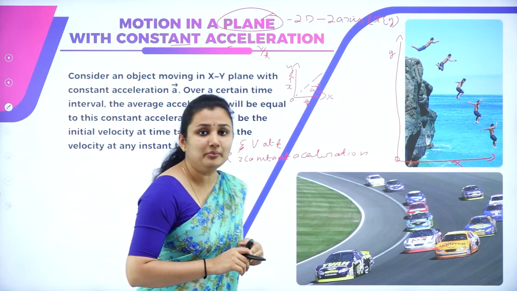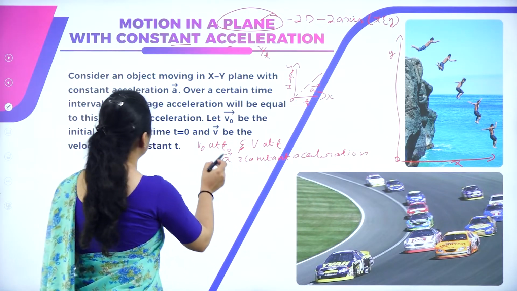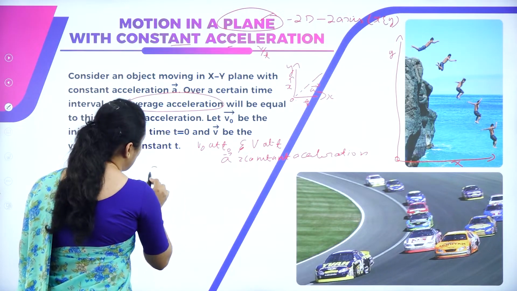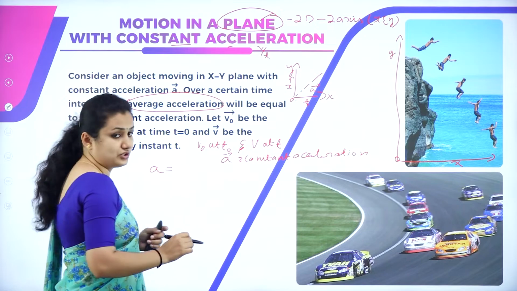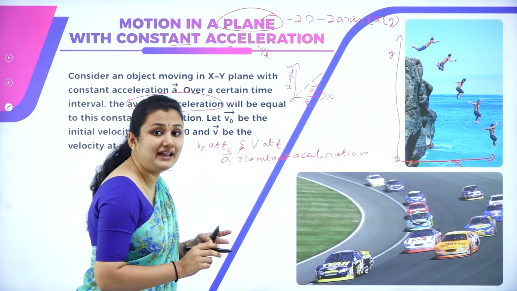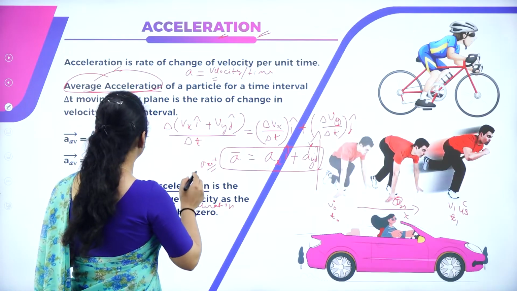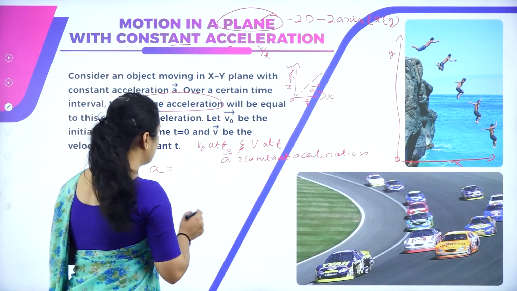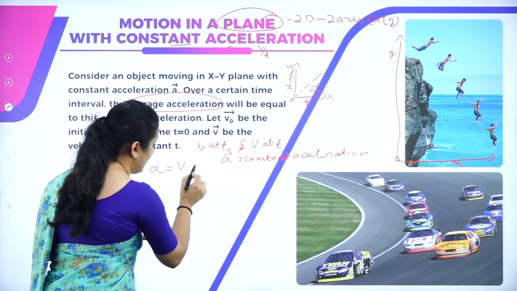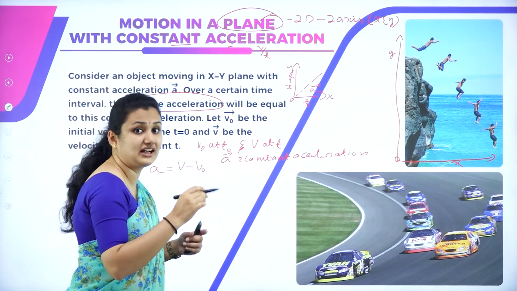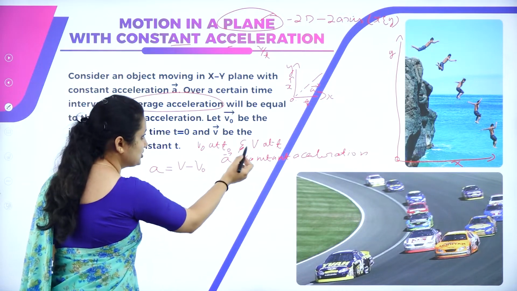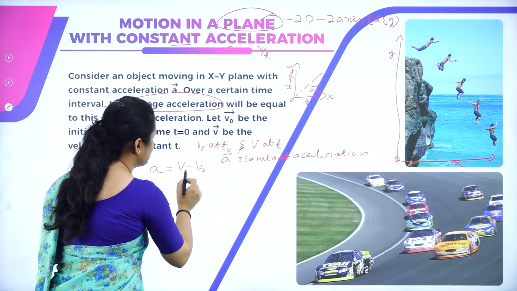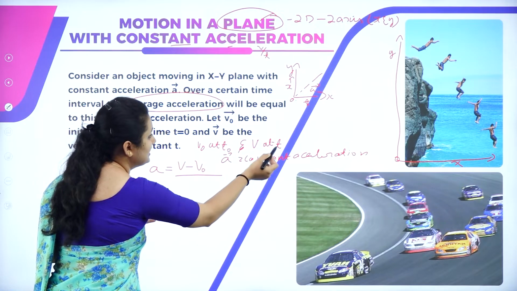Now, from the definition of average acceleration, what does the definition say? That average acceleration a is equal to delta v by delta t. That means the change, final minus initial. Delta v is the change in velocity. Initially the velocity was v0, finally the velocity changed to v. So it is v minus v0 divided by the change in time.